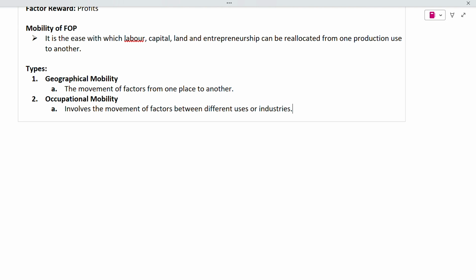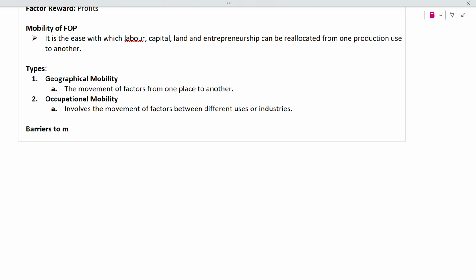Similarly, if we talk about capital, if a machinery can be used to produce bikes and cars at the same time, or if that same machinery can be used to produce any other good or service, that would mean that the capital is occupationally mobile because it can be used to produce other goods and services. On the other hand, if it cannot be used for other purposes, that would mean that the factor of production is occupationally immobile.